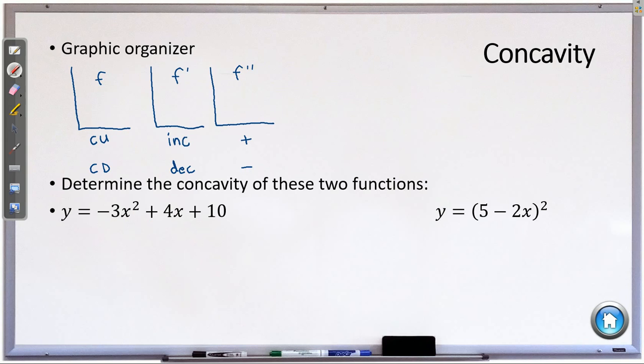So whenever you want to find concavity, the easiest thing to do is to look at the second derivative. If I have an equation and I want to know the concavity, I'm going to take the first derivative: negative 6x plus 4. And then I'm going to take the second derivative, which in this case will simply be negative 6. And so if my second derivative is negative here, that means my original function had to have been concave down. So this one would have been concave down.